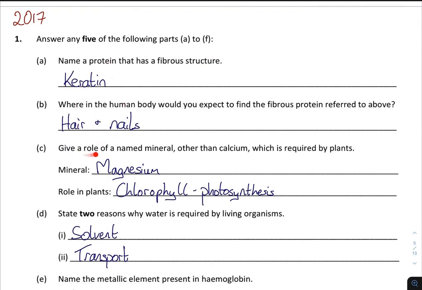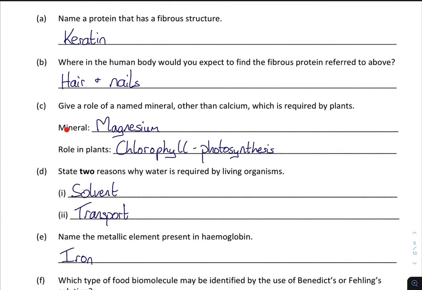Give a role of a named mineral other than calcium, which is required by plants. So be careful with this, okay, because like I said, you should know at least 2, and you weren't allowed to use calcium this time, so you had to use magnesium. Magnesium is the mineral. It is found in chlorophyll to help with photosynthesis.